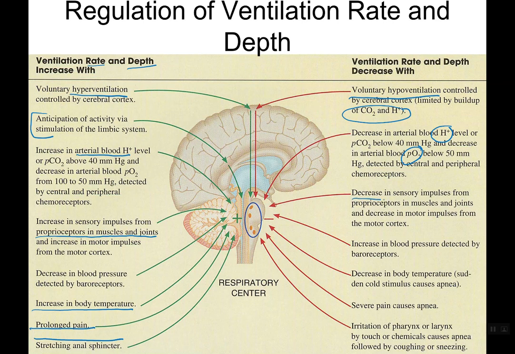Decrease in sensory impulses from the proprioceptors. So let's say you're laying down, you're going to take a nap, your ventilation rate and depth will decrease. And increase in blood pressure will also do this, as will decrease in body temperature. Severe pain can cause apnea, so if something hurts so bad, you might momentarily stop breathing. And irritation of pharynx or larynx by touch or by chemicals. And that causes apnea followed by coughing or sneezing.